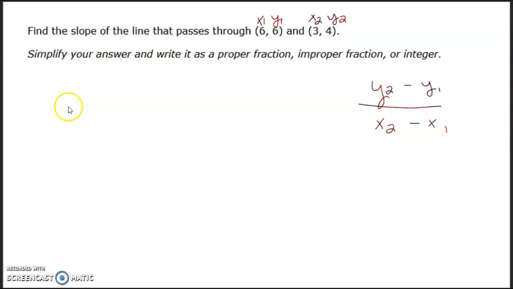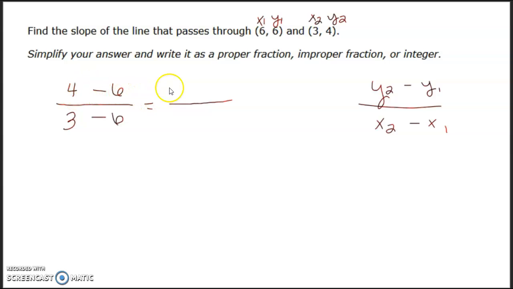Now, I always set up my formula just like this because I tend to forget the minus signs, especially when we're dealing with some negatives. So I always set up my minus signs ahead of time. So now all we have to do is, it says y2, so I go up here, y2 is 4. So that's what's going to go here. Minus y1, which is 6. x2 is 3, and x1 is 6.